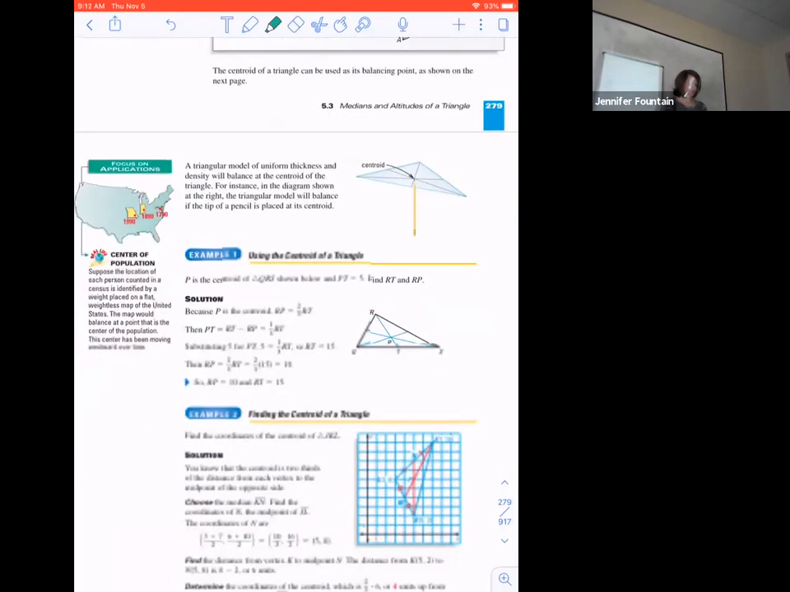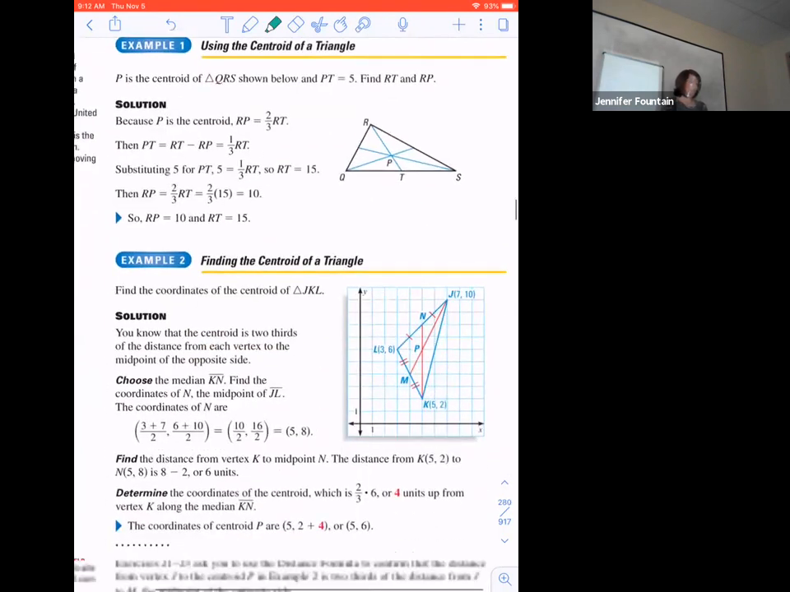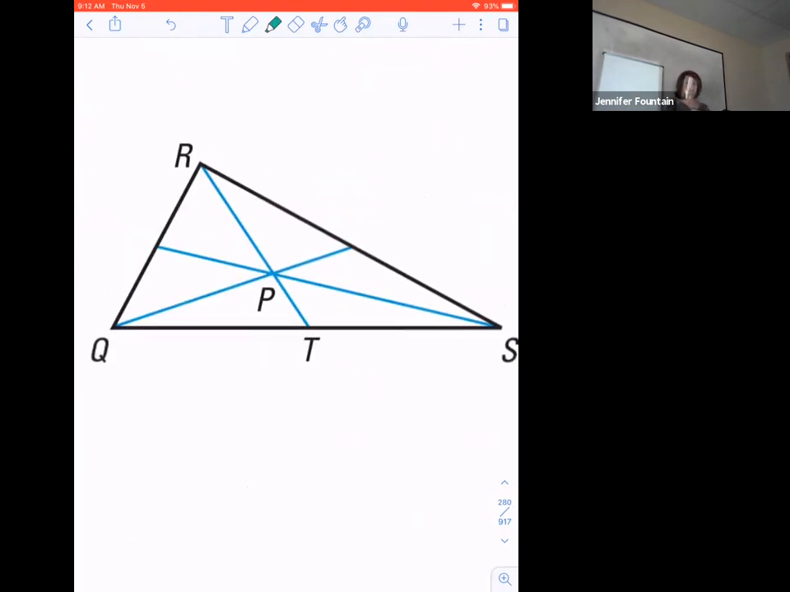So let's go ahead and look at example 1. P is the centroid of triangle QRS shown below, and PT equals 5. Find RT and RP. So let's look at our diagram. They have told me that PT equals 5, right? So I'm going to go ahead and label that as 5. Would that make PR 10?